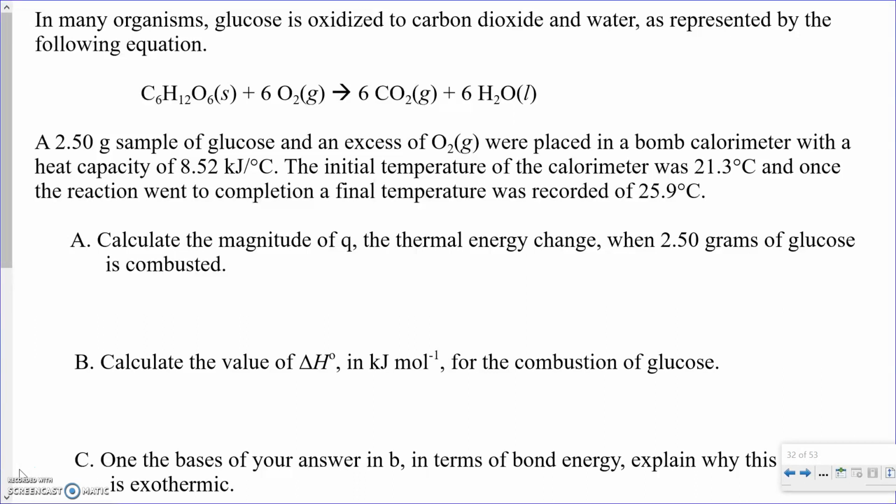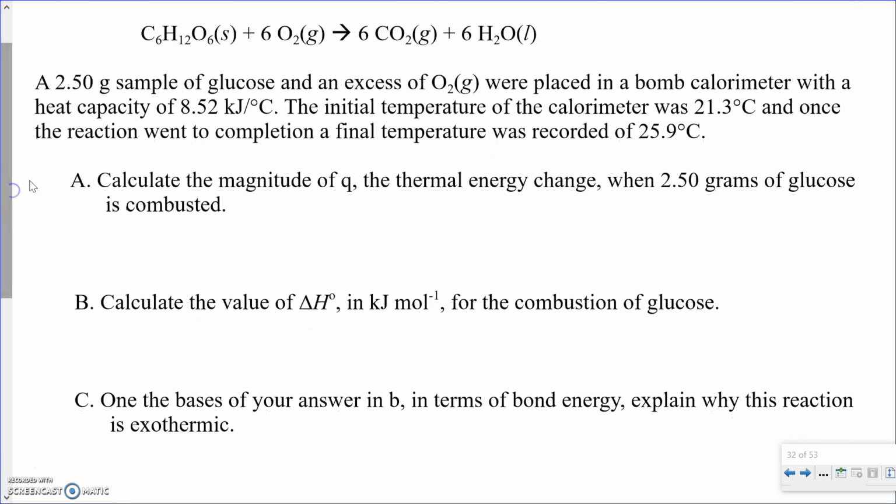In many organisms, glucose is oxidized to carbon dioxide and water as represented by the following equation. Okay, so this is basically our combustion reaction that occurs in all living creatures to use sugar to make energy.